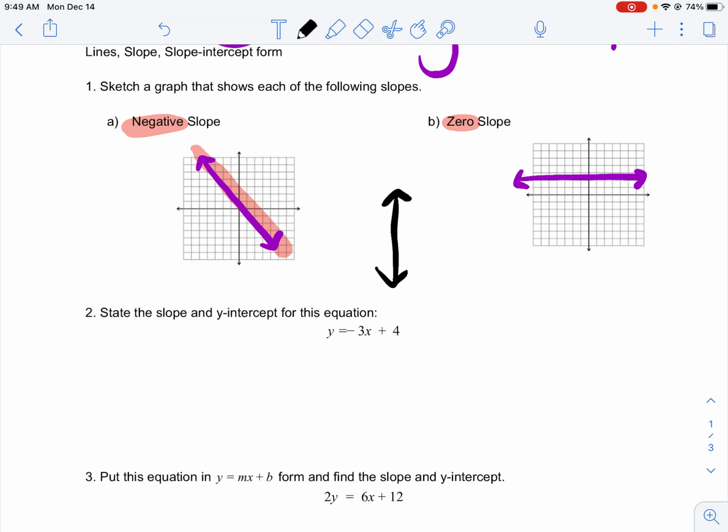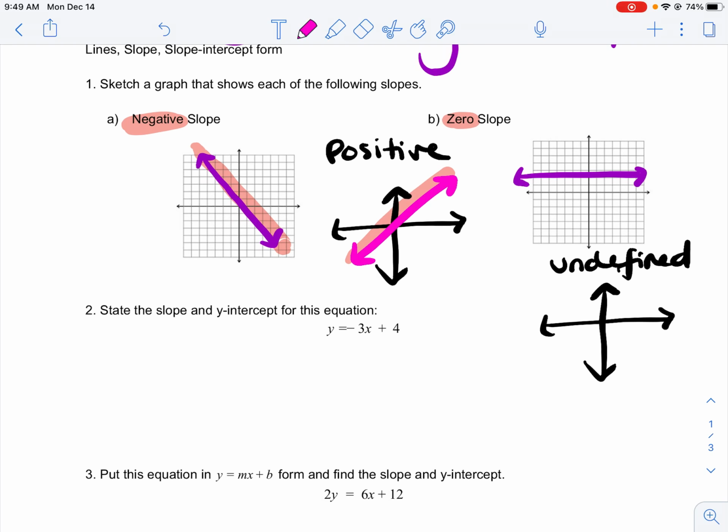Let me draw a little graph here. I'm just going to make two of them because there are two other kinds of slopes we need to know. We need to know positive slope, and we need to know undefined. These are a little bit the opposites. A positive slope is going to be going up, again reading from left to right, going up. Undefined is going to be a vertical line, up and down. Those are the kinds of slopes that we could quiz you on, so just be ready for those.